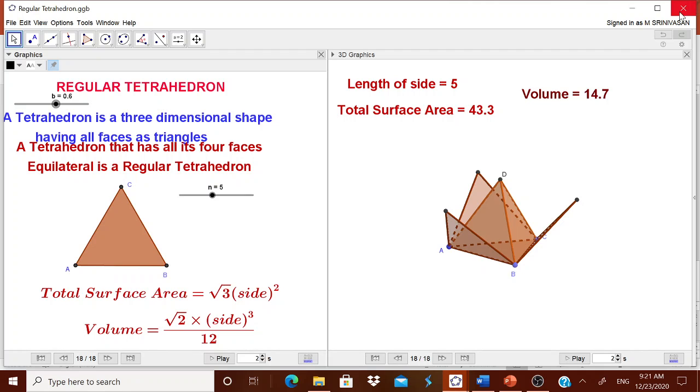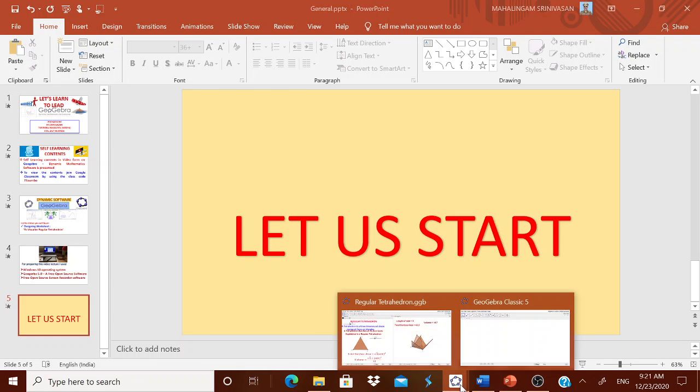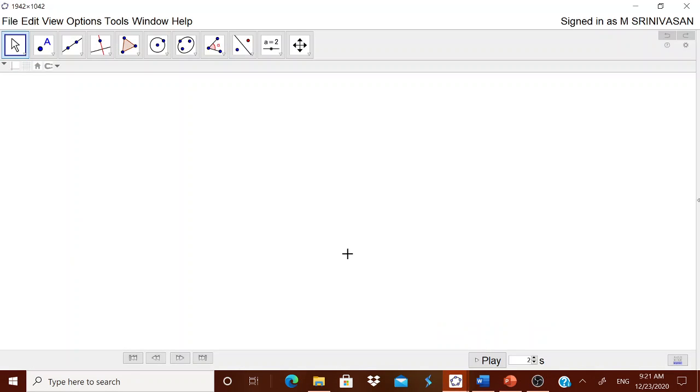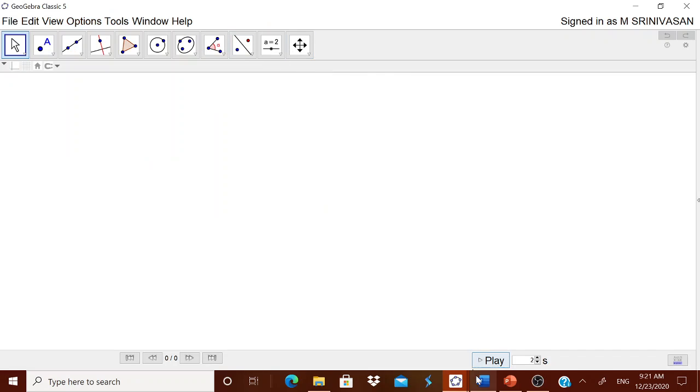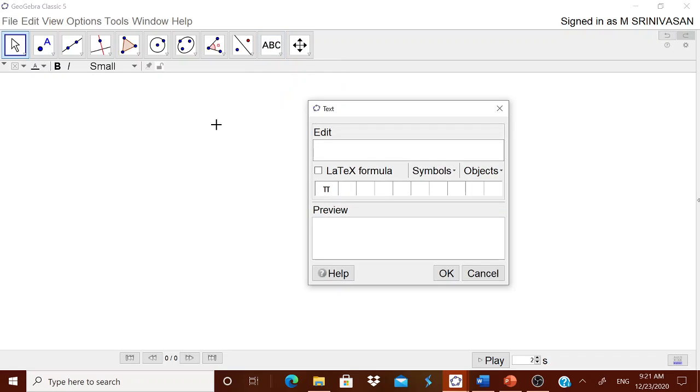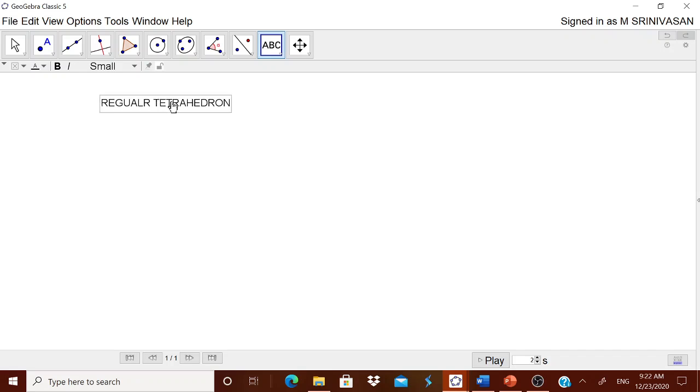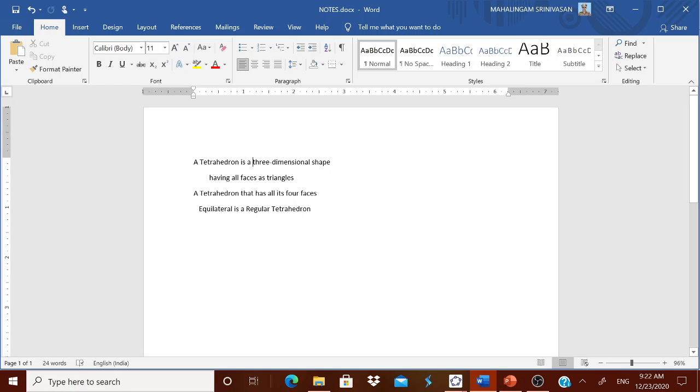For that, I have taken GeoGebra Classic 5 worksheet and I have selected geometry view. And in the options I have rounded off to one decimal place and labeling of new points only. Let us start with the heading. The heading should be regular tetrahedron.